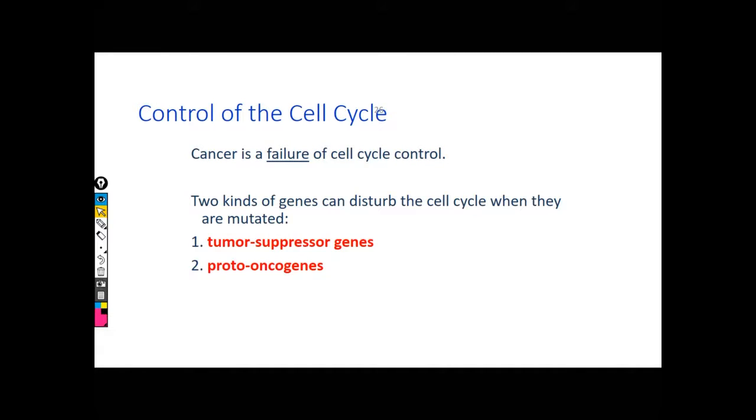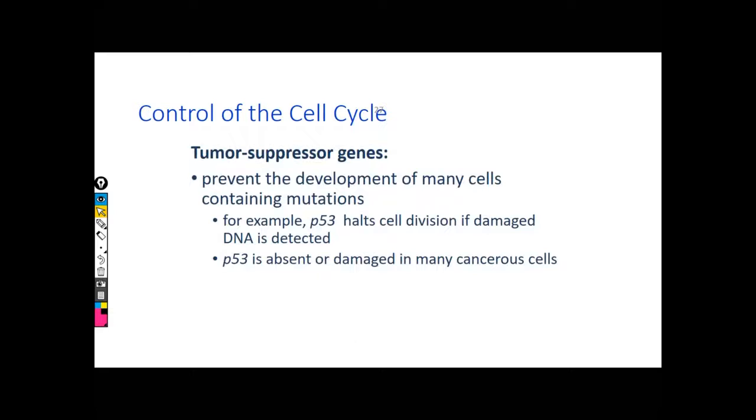So let's start with our tumor suppressor genes. This is a whole class of genes. Okay, so there's lots of different genes in the body that perform similar type functions. Okay? Their overall goal, a mighty goal, is to prevent the development of cells and cell lines that have mistakes in them. Okay, so this is a big deal and a big job.